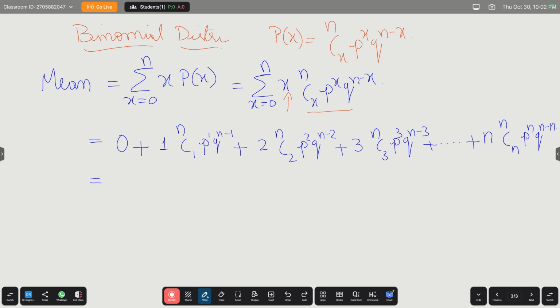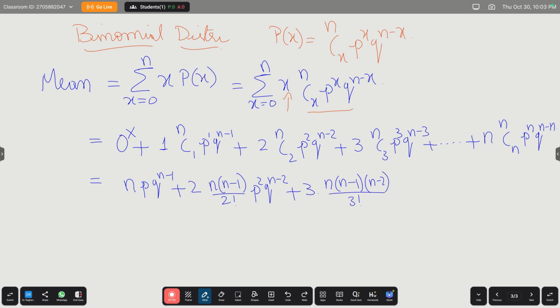I'll not consider this first term where 0 is there. The next term I'll be taking as my first term. 1 is there, okay. nC1 value is n, and we have p power 1 q power n minus 1, plus 2 times nC2. nC2 is n into n minus 1 divided by 2 factorial, p power 2 q power n minus 2, plus 3 into nC3, which is n into n minus 1 into n minus 2 divided by 3 factorial, p power 3 q power n minus 3.